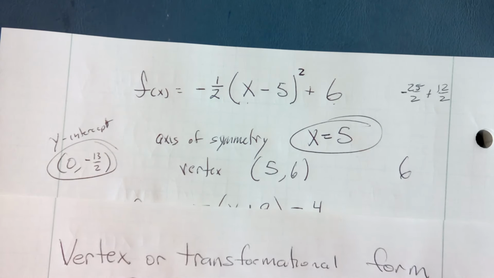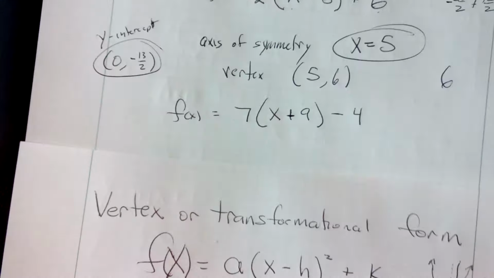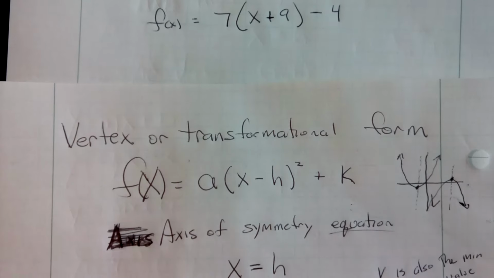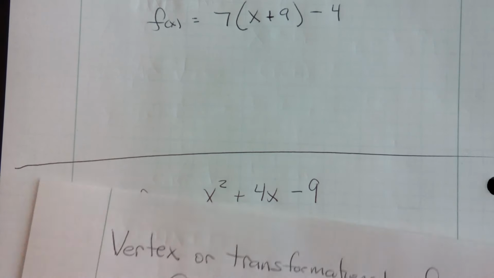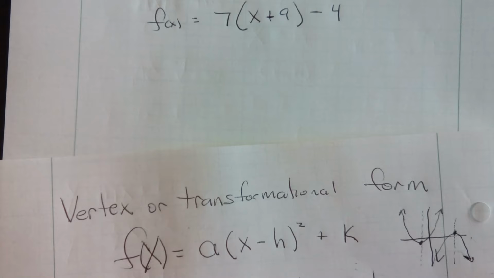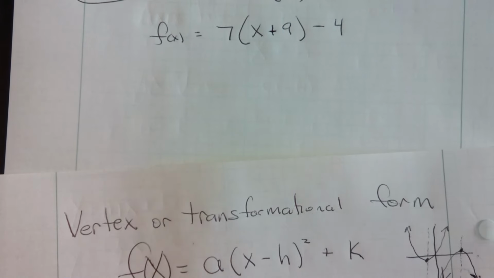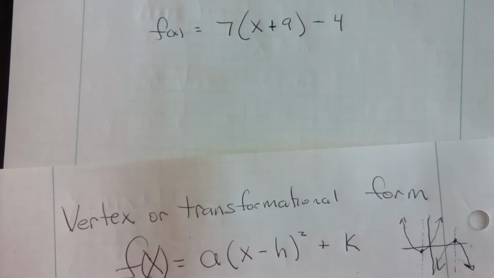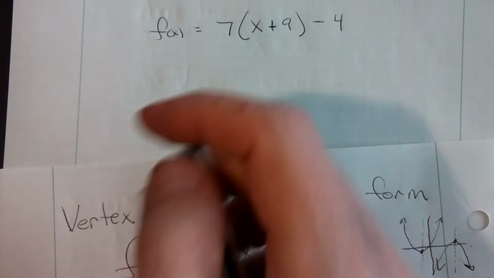Okay, now I kind of jumped around there. Let's do it again with this next equation. So let's do it with this one. Let's first find the axis of symmetry. Then let's find the vertex. Then let's find the minimum or maximum value. And then let's find the y-intercept.